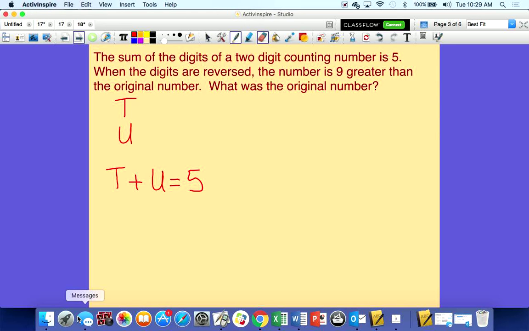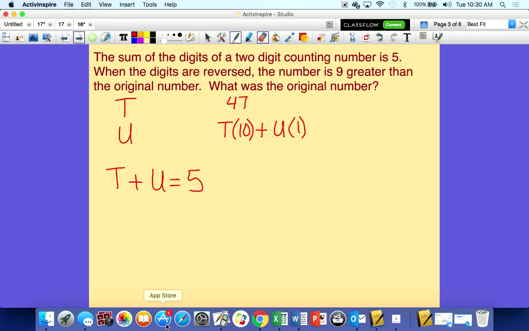Alright, and then it says, when the digits are reversed, the number is 9 greater than the original. So say we had the number 47. We could write that as however much our t is times 10. Well, we know that our t would be a 4 here, so that gives us 40 plus u times 1. And when we plug these in, our 4 would go here, there's our 40, plus 7 times 1 is 7, there's our 47.